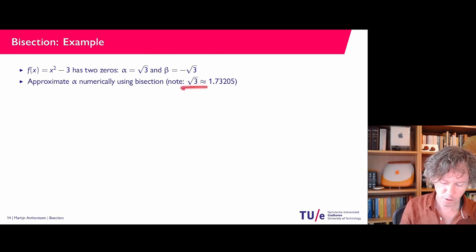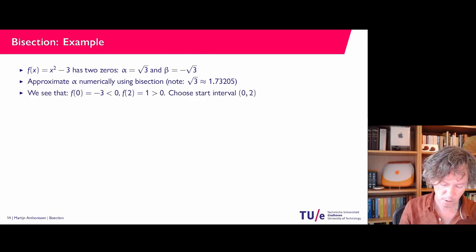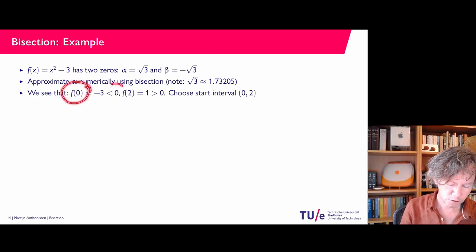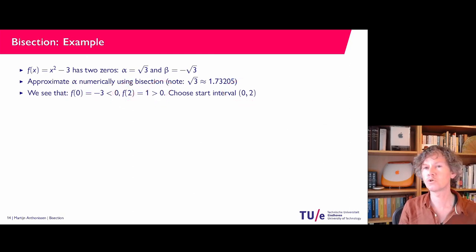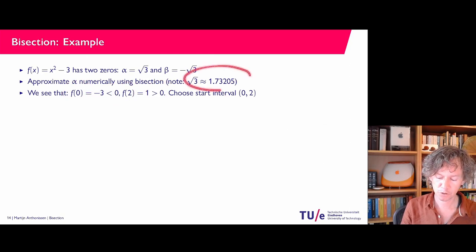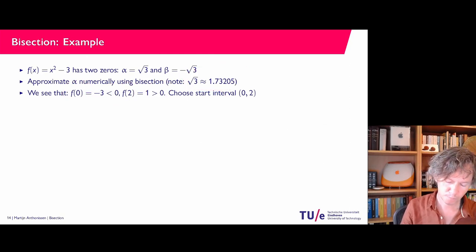So first, if you punch it into a calculator or your computer, you see that the square root of 3 is approximately 1.73. If you look at f(0), you see that your function is negative. In 2, the function is positive. So apparently the interval [0, 2] should contain alpha. And indeed, of course, you see that that holds true.